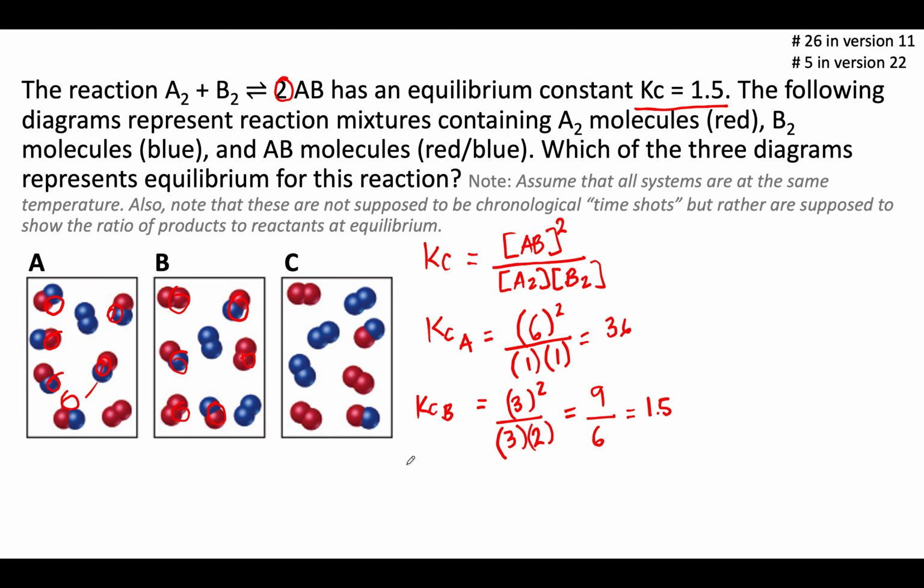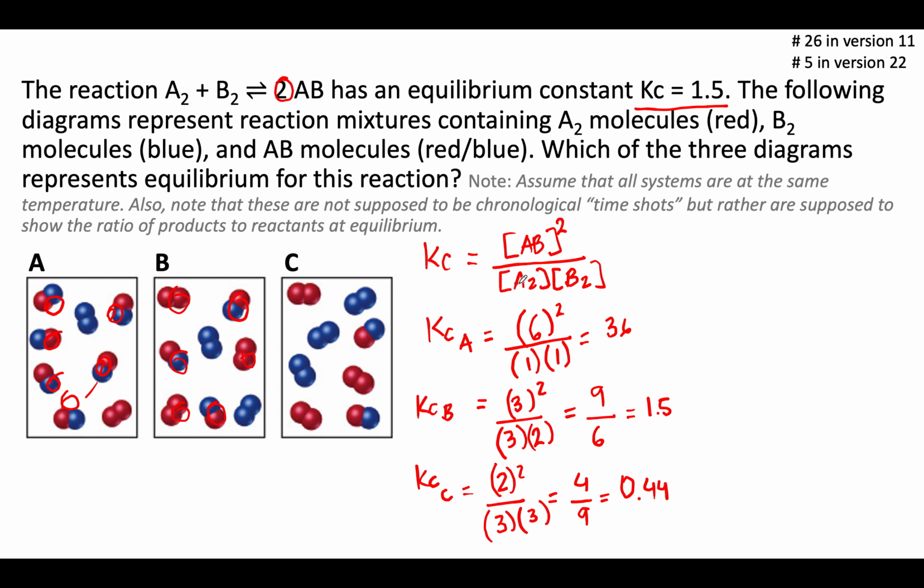And finally, we have the Kc for part C, where we have the number of AB molecules being just 2, and that's 2 squared divided by the number of A2 molecules, which is 3, and the number of B2 molecules, which is 3. So what we end up with in this case is 4/9, which is something like 0.44.